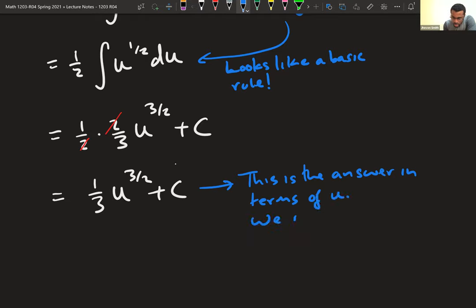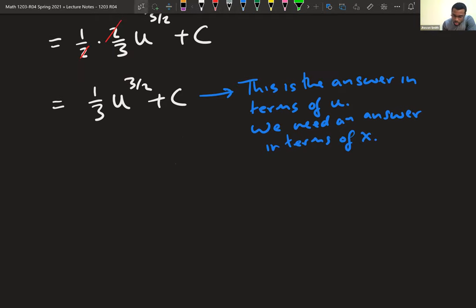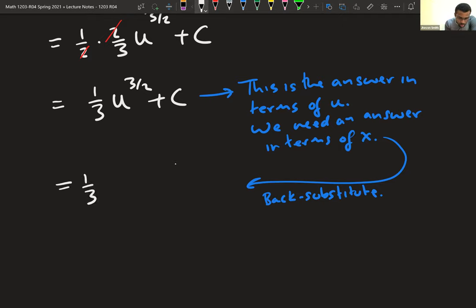We need an answer in terms of x. So this is what you call a back substitute. You substitute back the expression. So u originally was 1 plus x squared, so I can replace that. And that's your answer.